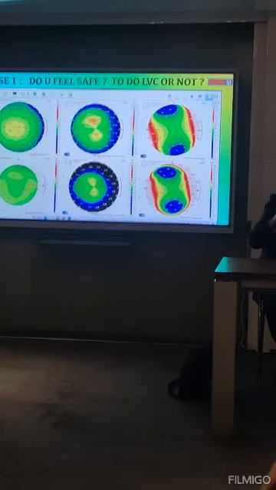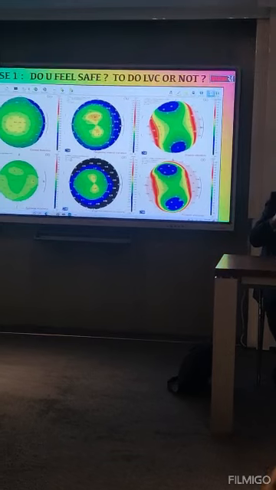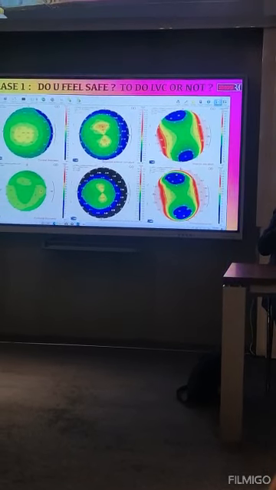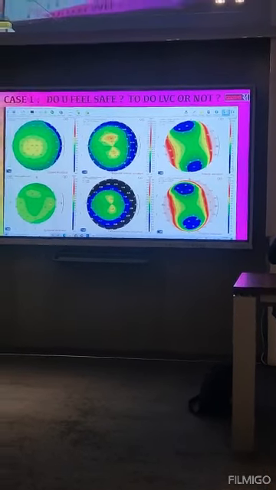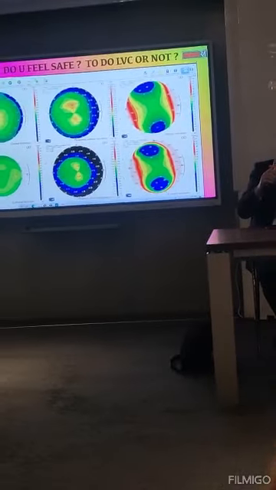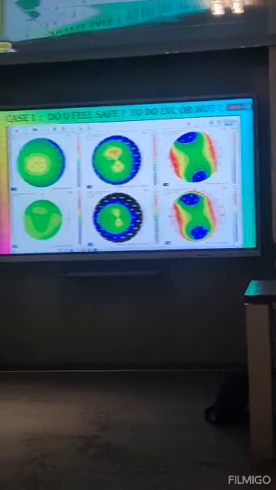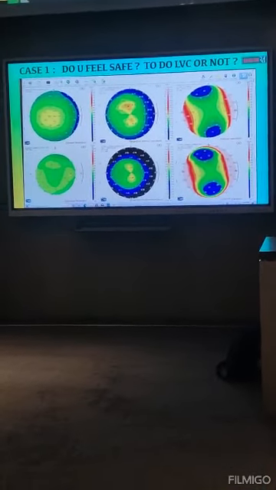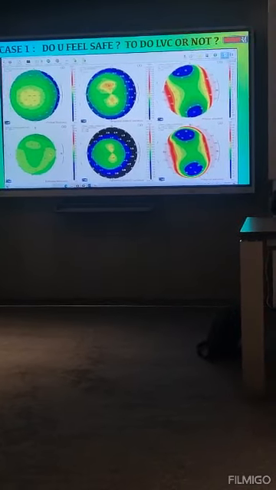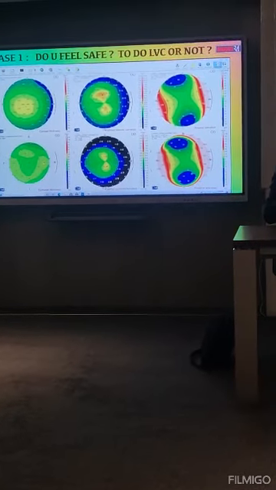This is the main cause for this superior steepening. So I asked the operator to help the patient open the lid properly, and so this map disappeared, totally changed. Okay, so the epithelial map helped you in this patient or not? Yes, of course.